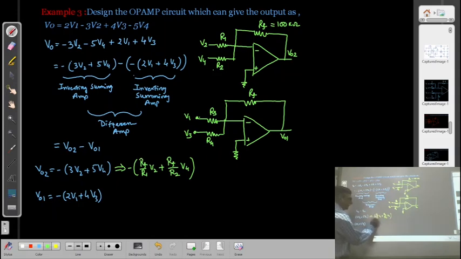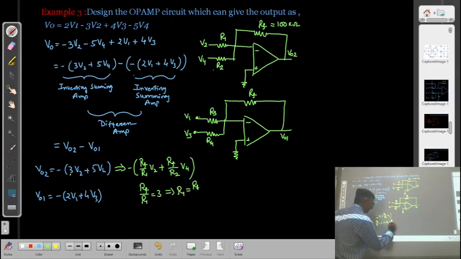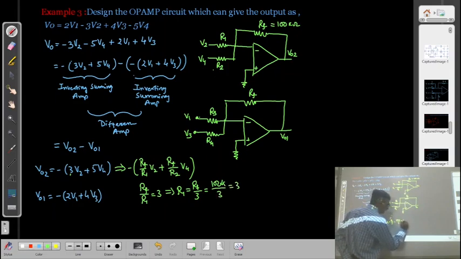Now, what we require? RF by R1 must be equal to what? 3. Here, RF by R1 is equal to 3. This indicates R1 is equal to RF by 3. And we have considered RF as 100 kilo ohm, and this is 3. So 33.33 kilo ohm will be R1.